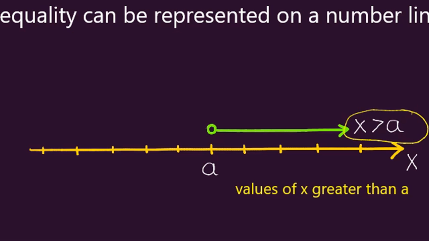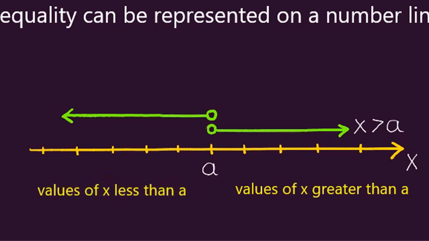And values that are to the left of A, where we also have a circle that is not shaded, are values of X that are less than A. We write them as X is less than A using our less than sign. So these are values of X that are less than A.